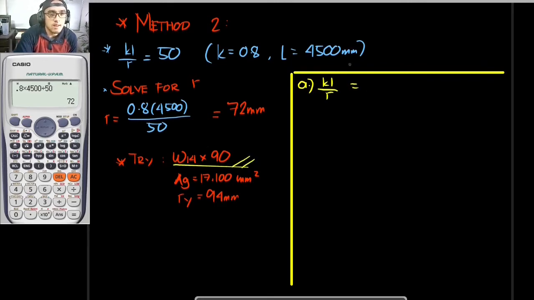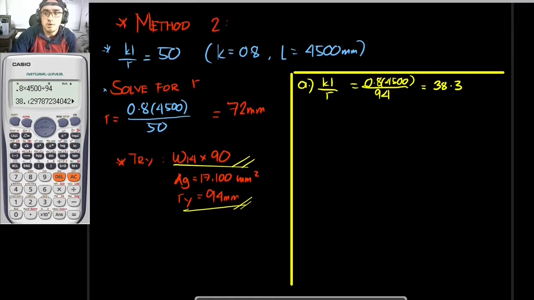For our KL, that is 0.8 by 4,500 still, divided by our ry, which is 94. So solving for this, 0.8 times 4,500 divided by 94, that is 38.3. Yeah, that is our slenderness ratio. Okay, so what's next?